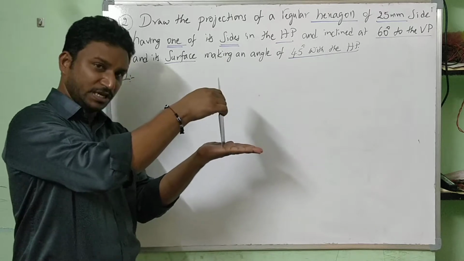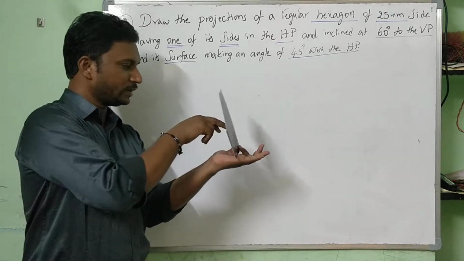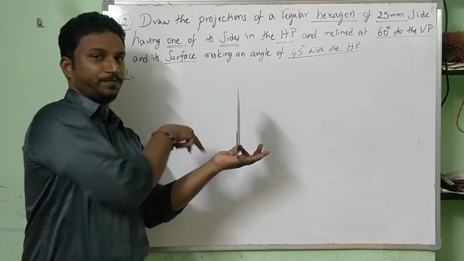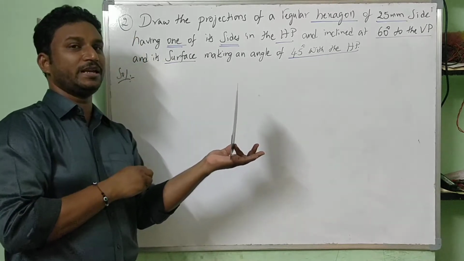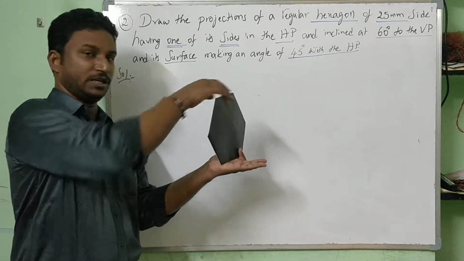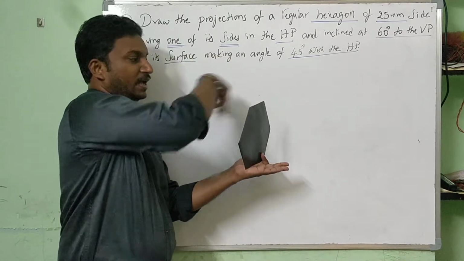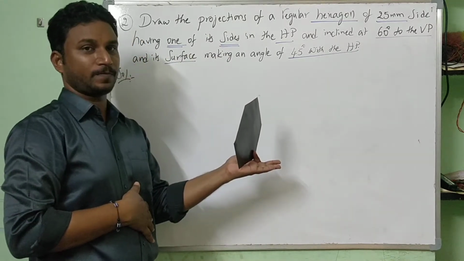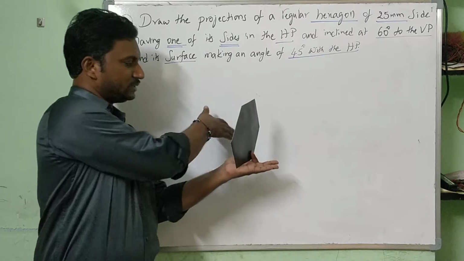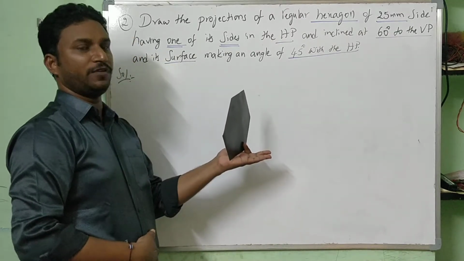The side which is here, which I am showing on the HP, is inclined at 90 degrees to the VP. Now that side is inclined at 60 degrees to the VP. Instead of 90, I am rotating it to 60. See now, 60 with respect to VP, here the angle is 60. Hope you understand. This is 60.